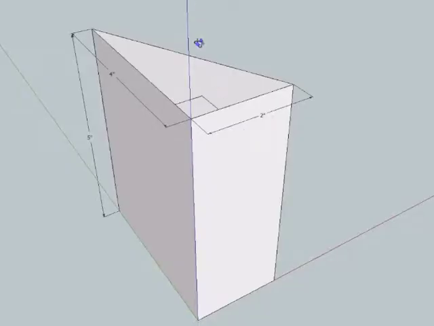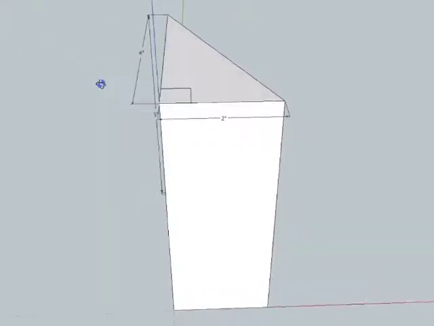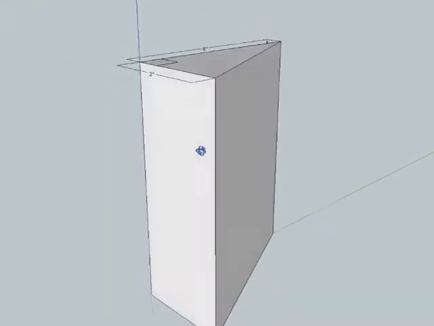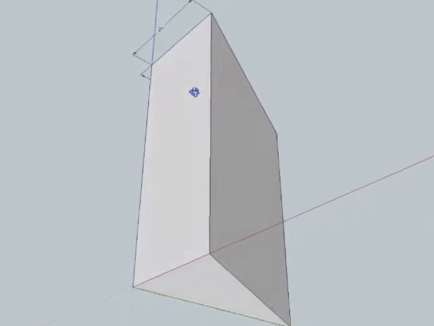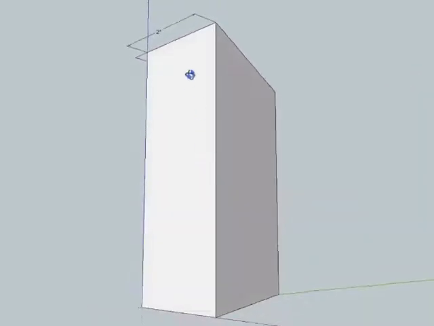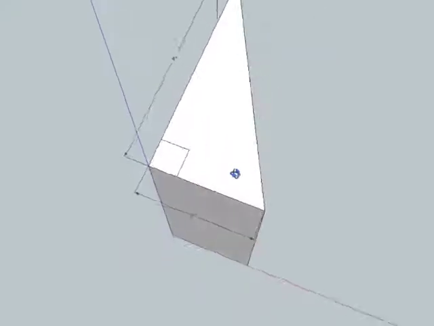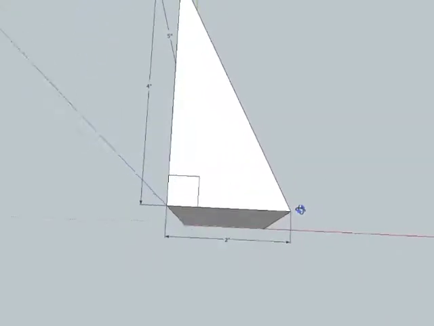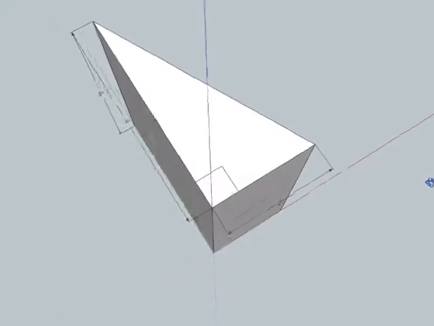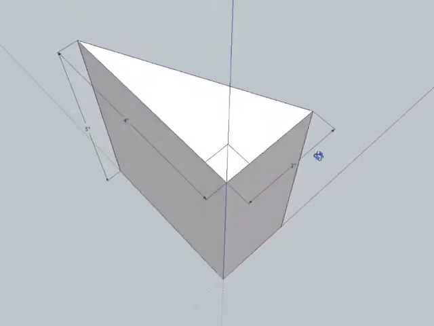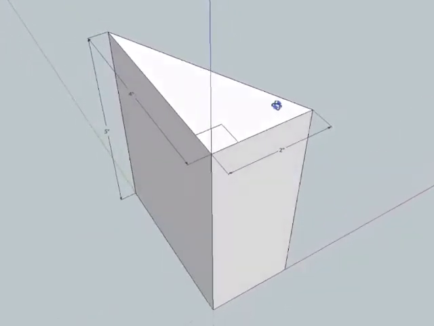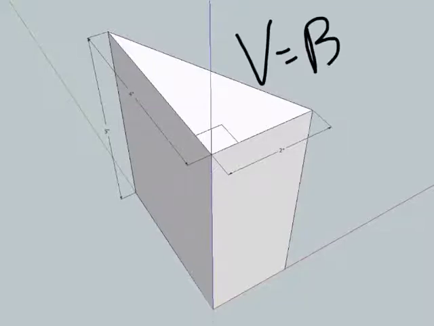Here we have a triangular prism. It has two triangular bases, and between those two bases we have three rectangular sides that connect them. So to find the volume of this prism, we need to use the same formula as we used before. Volume equals the area of the base times the height.